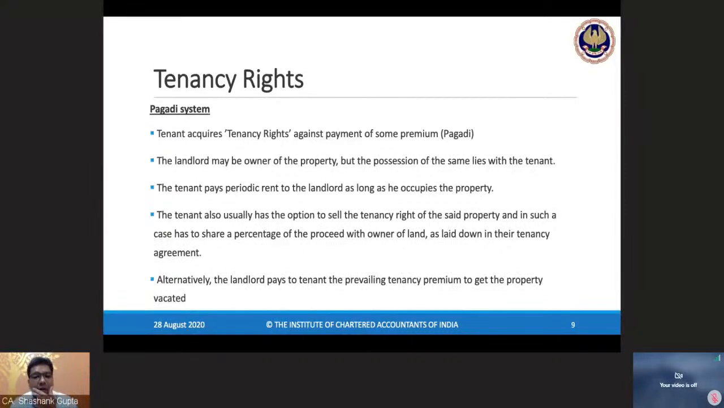So the question here was, there is one more thing. Suppose the landlord says that, okay, I want my property back, and now I have a handsome amount of money, or I want to sell my property, or I want to take its possession back. Then the landlord needs to pay the prevailing tenancy premium to get the property vacated.